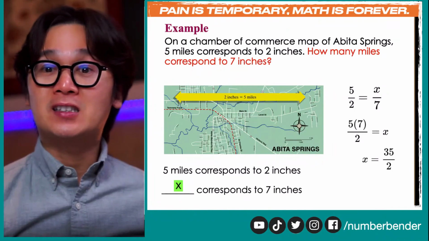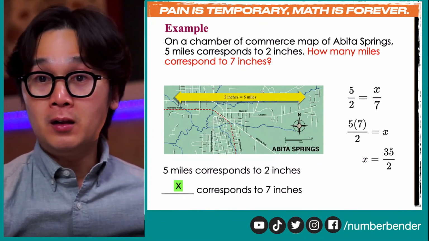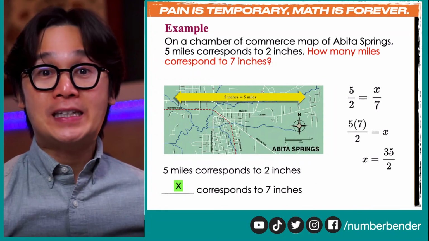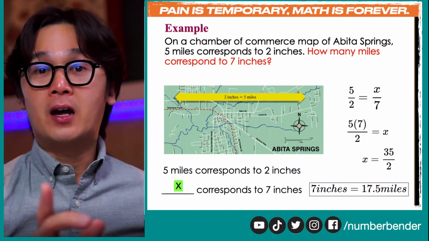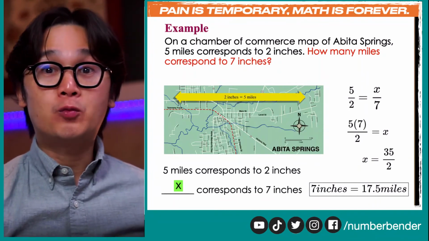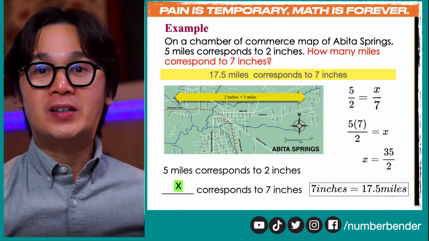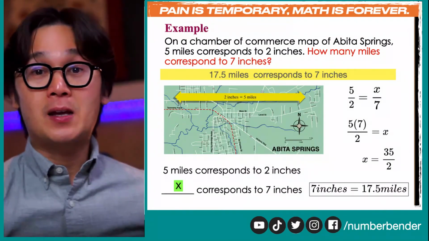In this case, it's 35 all over 2, and if you want to change this into decimal, half of 35 is going to be 17.5, and 17.5 is the value that we're looking for that will correspond to 7 inches using this map. So 17.5 miles corresponds to 7 inches in this problem.